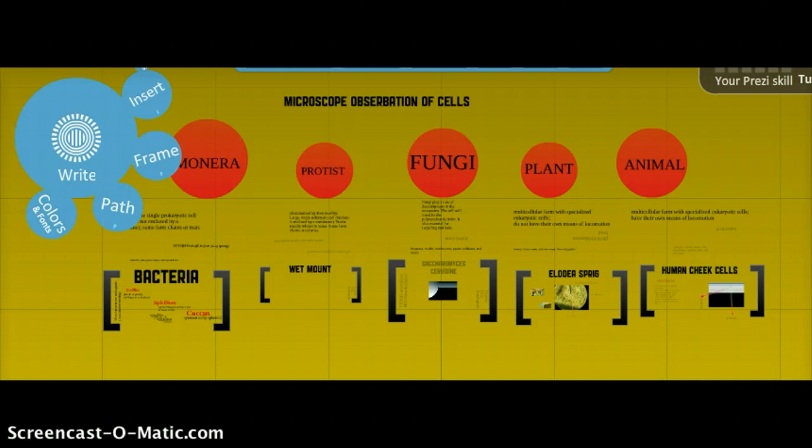This theory has three different principles. One of them is that all organisms are composed of one or more cells. The second is that the cell is the basic living unit of organisms. And the third is that all cells arise from pre-existing cells.